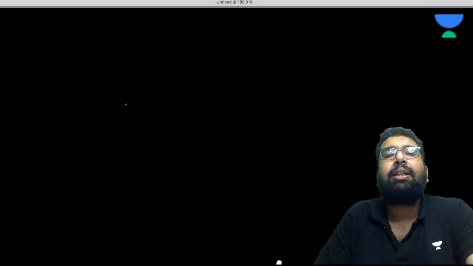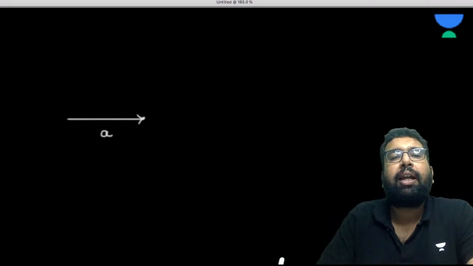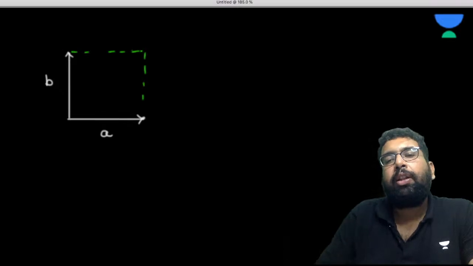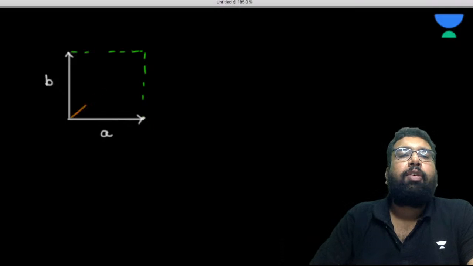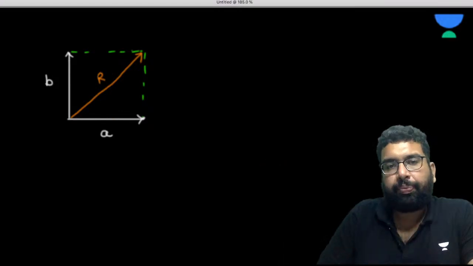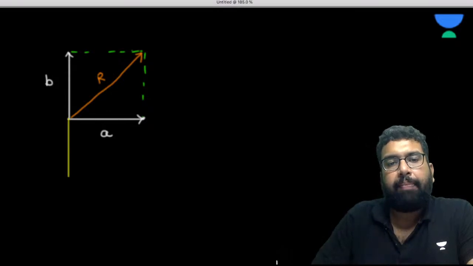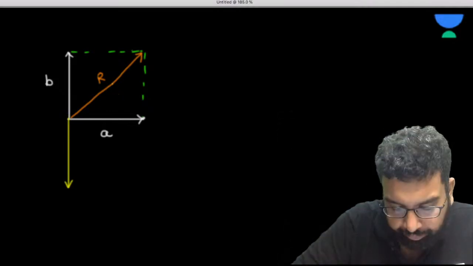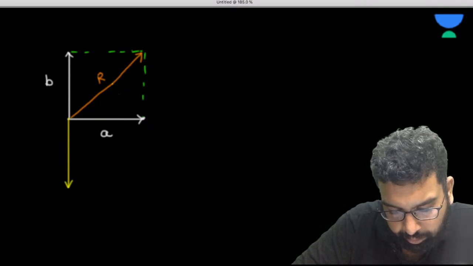Now you can see this graphically also. There is one vector A, one vector B. I know that all of us know this much geometry, right? When they both are added vectorially, this is going to be the resultant. So this is R, that is vector A plus vector B. And this one is vector A minus B.